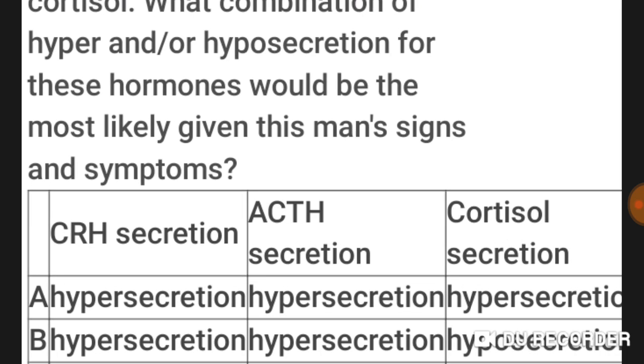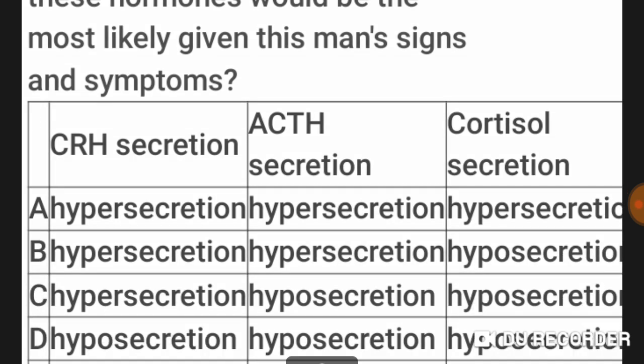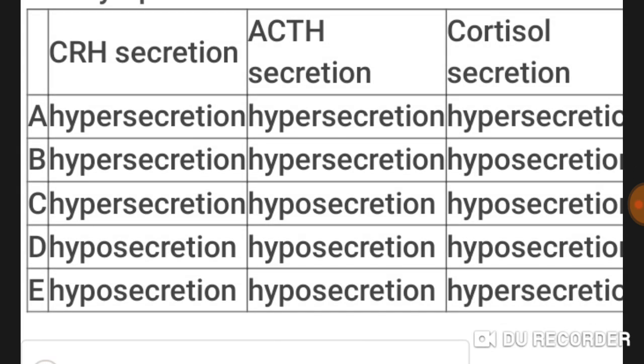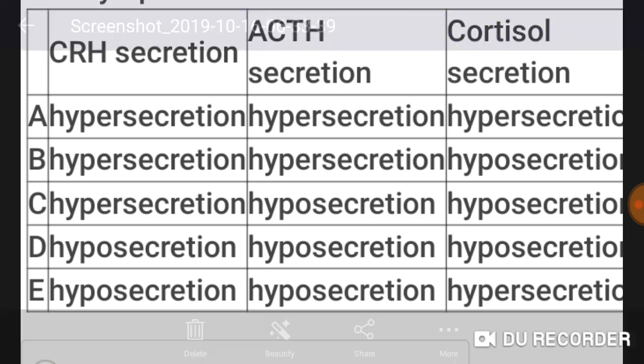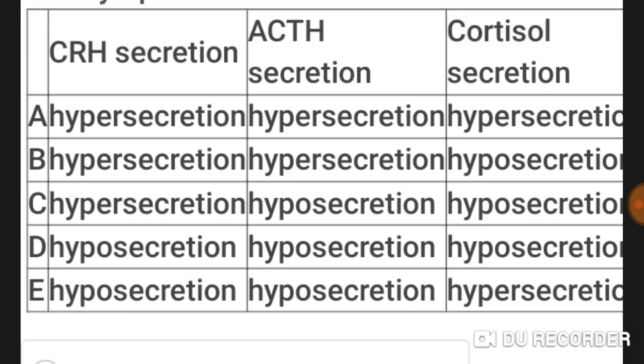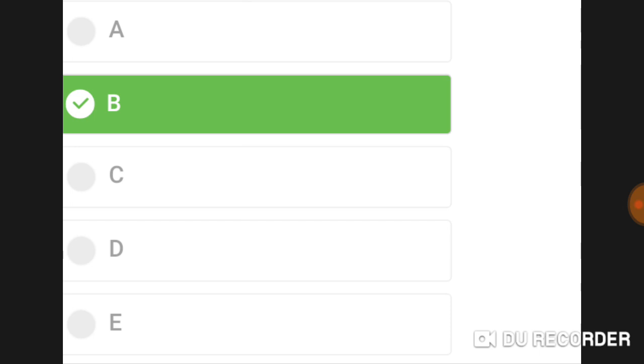This is a case of adrenal insufficiency, or we can say Addison's disease. Why Addison's disease? Because there is hyponatremia, hyperkalemia, hypocalcemia, postural hypotension, fatigue, weakness, all give the symptoms of it. So what happens in Addison's disease? There is hypersecretion of corticotropin releasing hormone and hypersecretion of ACTH, and cortisol represents the hyposecretion. So B is right here. Why? When cortisol is low, then ACTH is high, due to loss of inhibitory action.